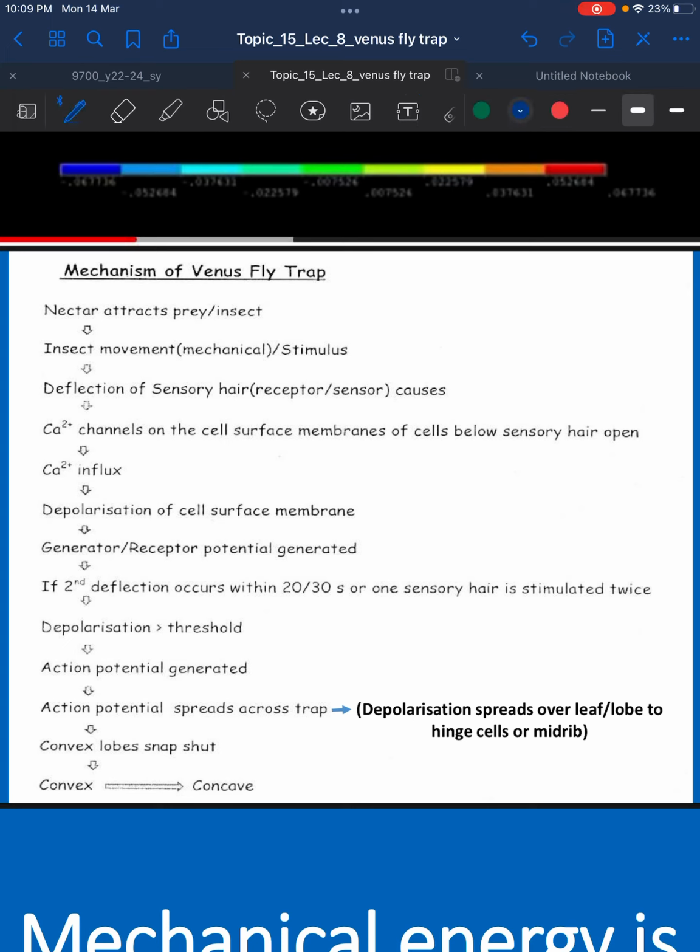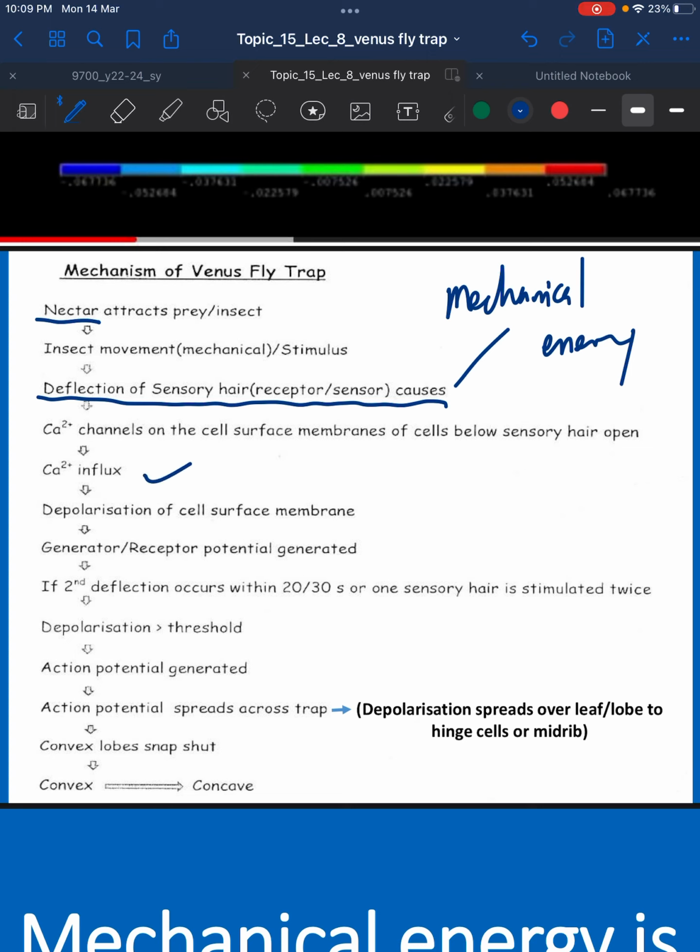So we begin with, of course, the nectar will attract the insect, and then there is a deflection of sensory hair. So this is mechanical stimulus. This is mechanical energy, which will later be converted to electrical energy. So calcium channels on the cell membrane open, influx of calcium. Okay, let's just give it a tick. Depolarization occurs on the cell surface membrane.